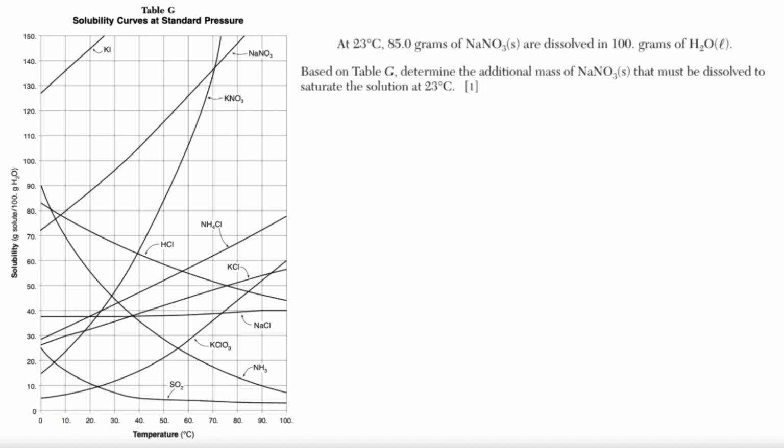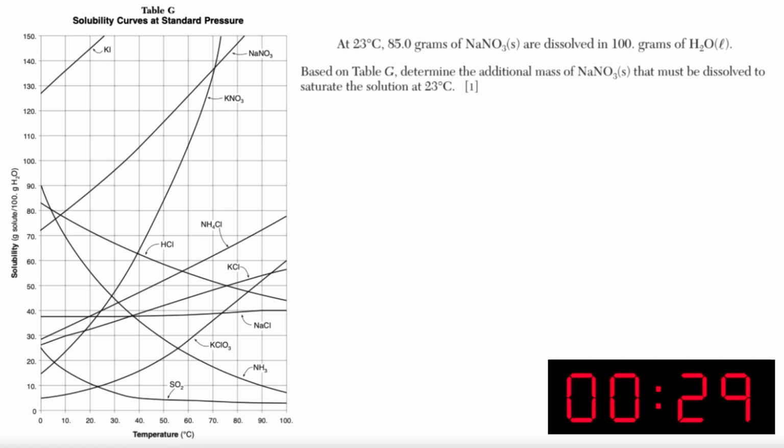Let's look at another question. At 23 degrees Celsius, 85 grams of sodium nitrate solid are dissolved in 100 grams of water. Based on Table G, determine the additional mass of sodium nitrate, NaNO3, that must be dissolved to saturate the solution at 23 degrees Celsius. Again, here's the 30-second countdown. Pause the video if you need more time to think about it.